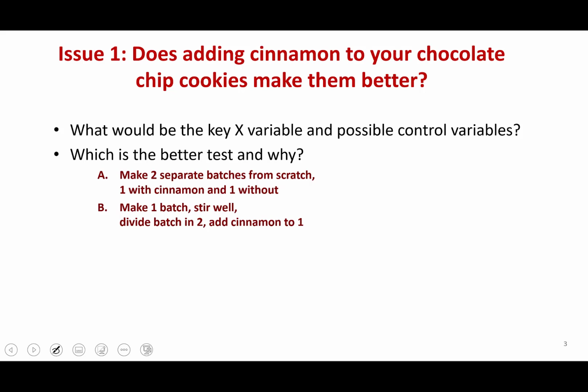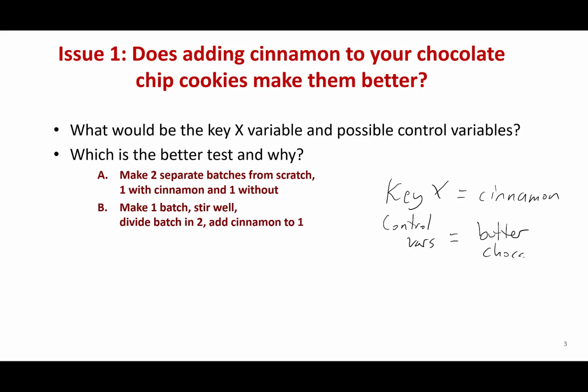Okay, so hopefully you figured out that the key X variable is the cinnamon. Okay, that's the catalyzing variable. That's the variable you want to know. What is the causal effect of the cinnamon on the taste of the cookie? Okay, so for control variables, well, there are many possibilities. I would think that the key ones would be the amount of butter, the amount of chocolate, and the amount of sugar.